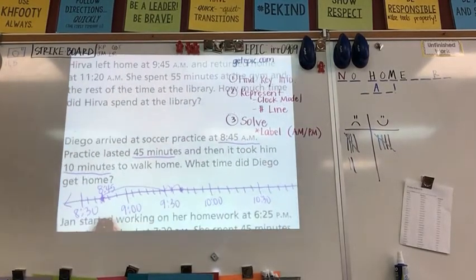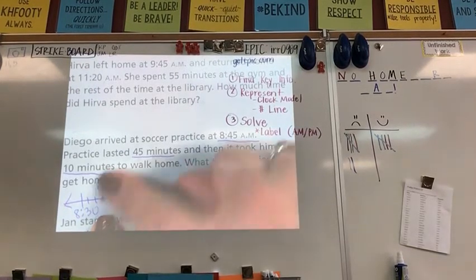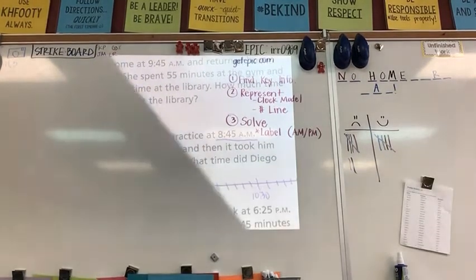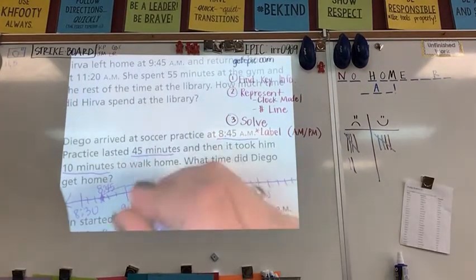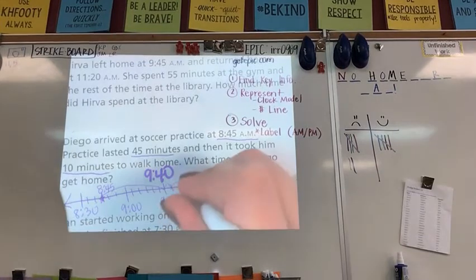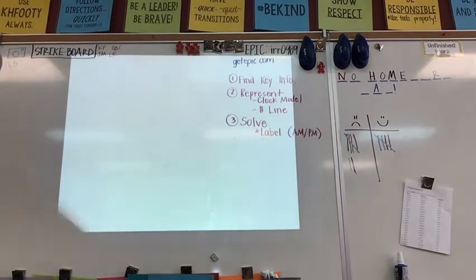Just like she said, we started at 8:45. 45 minutes after that gets us to 9:30. 10 more minutes gets us to 9:40. My final answer is 9:40 a.m. I like how we all said that at the same time. Good. Go ahead and erase. All of it? No, just your work so that you can use those tools. We got one more thing to do.